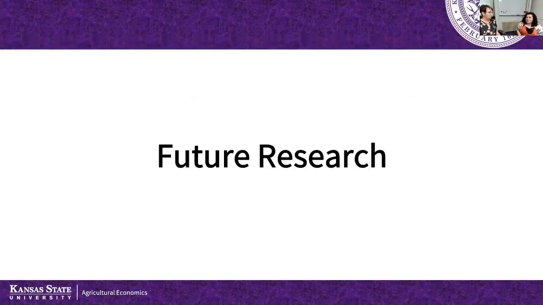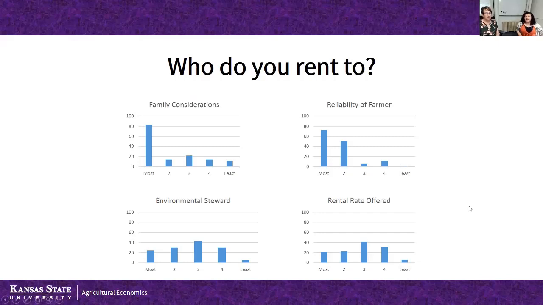Which brings us to our future research, some of the things that I'm wanting to do on top of what's already been done. In that survey, a question was asked: who do you rent to? What do you take into consideration when you rent to somebody? Are you more likely to rent to a family member, or is the rental rate being offered the most important thing? The results showed some pretty interesting things: family consideration was one of the highest reported, with reliability of the farmer being around second, and things such as environmental stewardship and the rental rate were not often the most important aspect of who to rent to, which we found interesting.